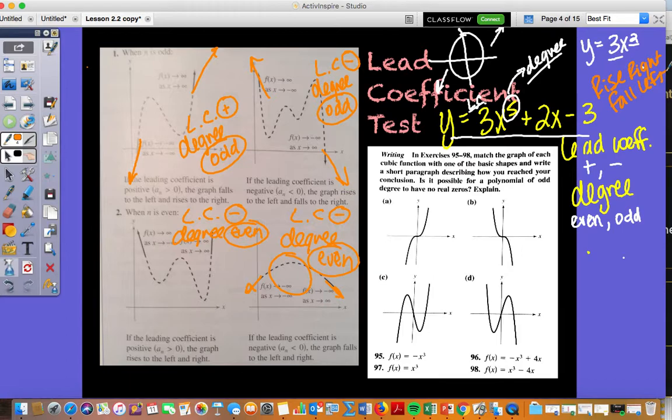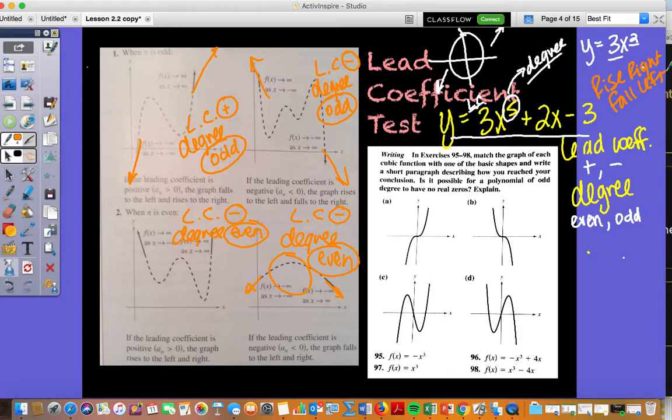What if I did y equals negative x squared? What would happen here? It goes down. Good. So over here, these are even. The difference is the lead coefficient is negative, and the lead coefficient is what gives direction. So if it's positive even, both rise. If it's negative even, both fall.